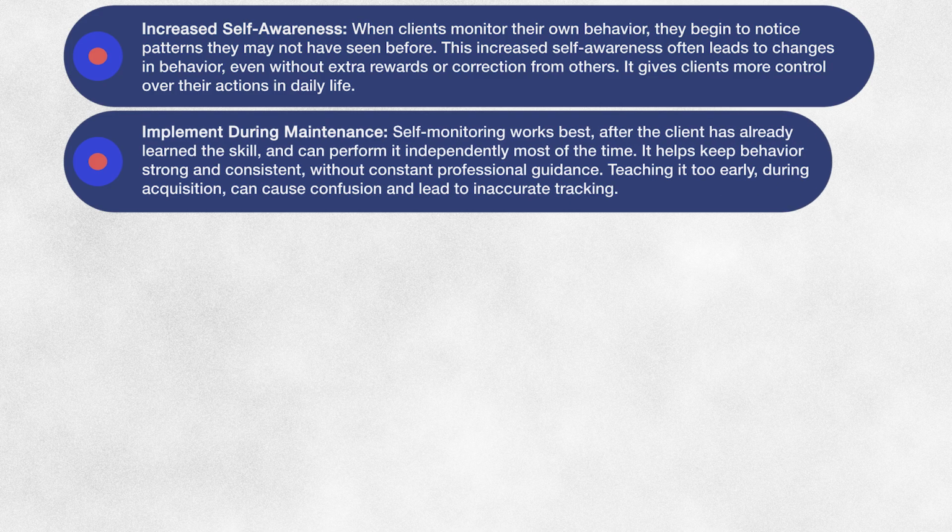Implement during maintenance. Self-monitoring works best after the client has already learned the skill and can perform it independently most of the time. It helps keep behavior strong and consistent without constant professional guidance. Teaching it too early, during acquisition, can cause confusion and lead to inaccurate tracking.